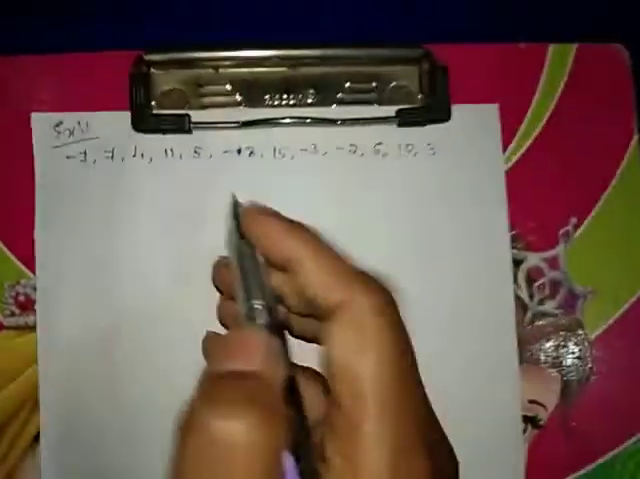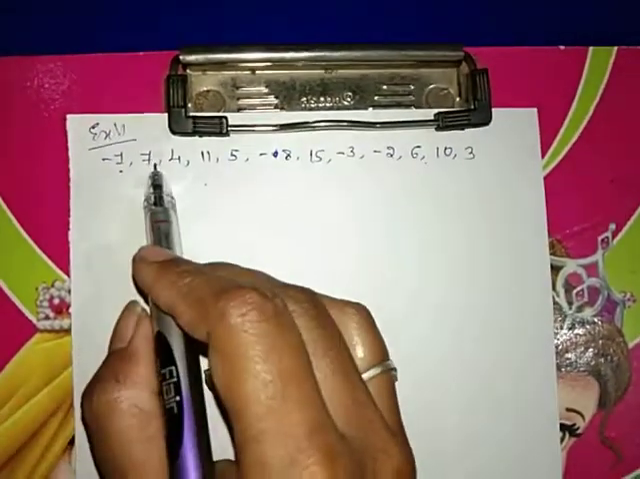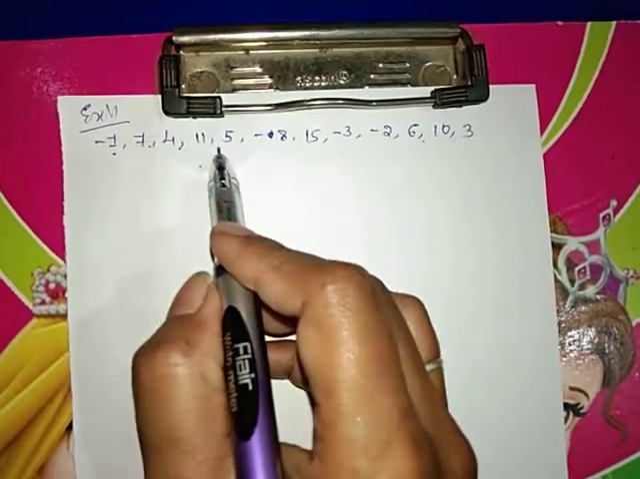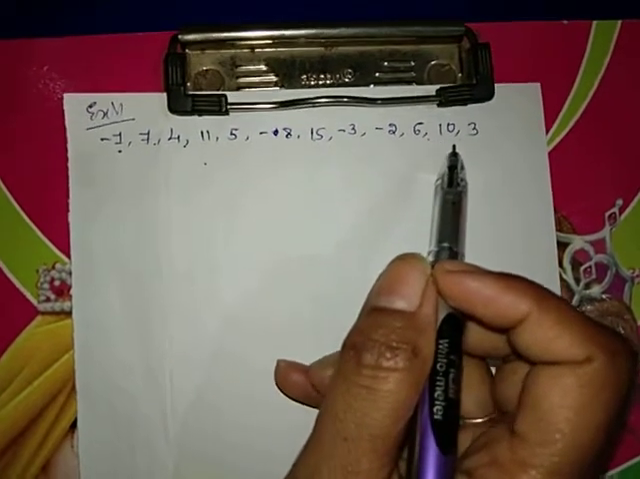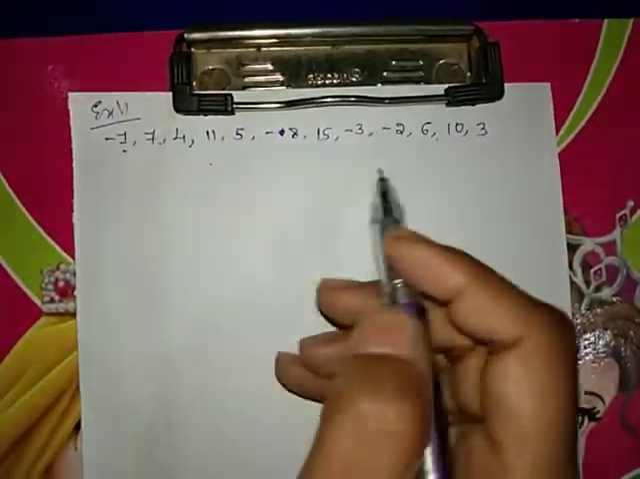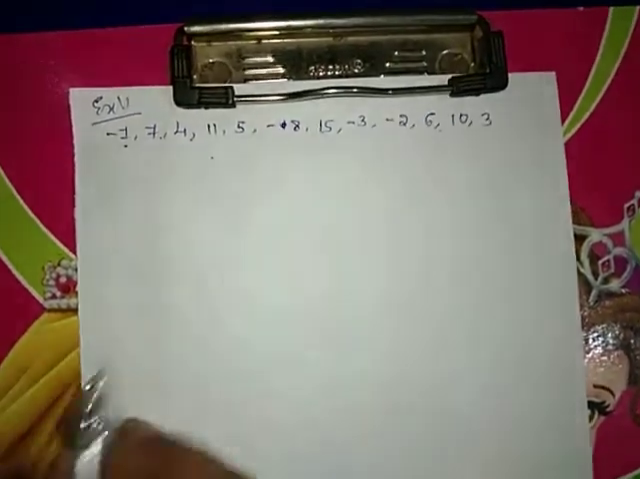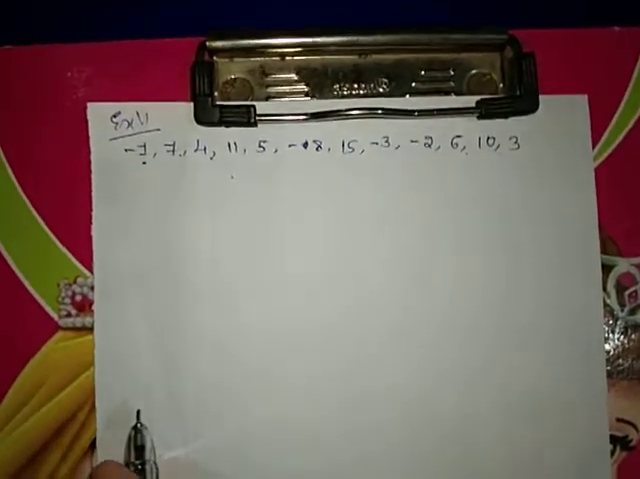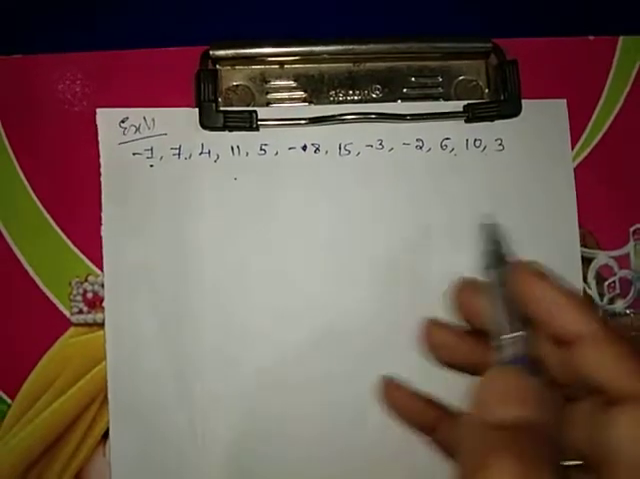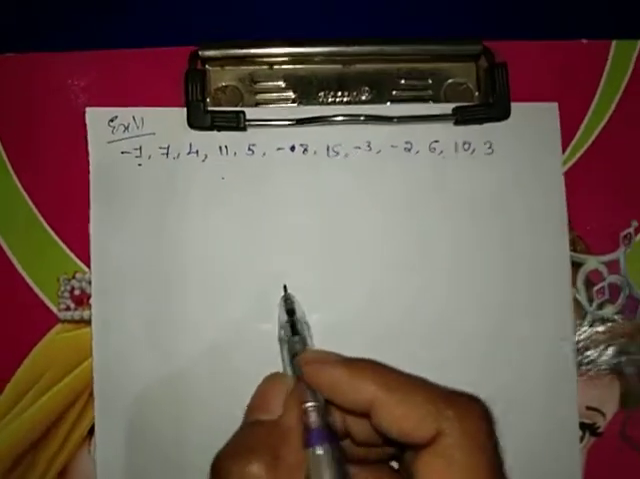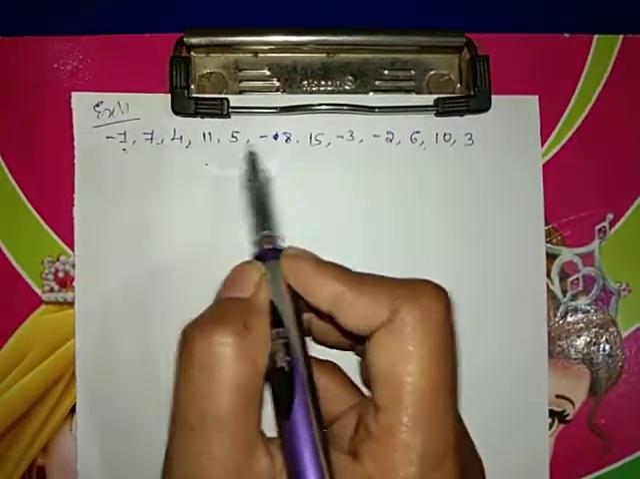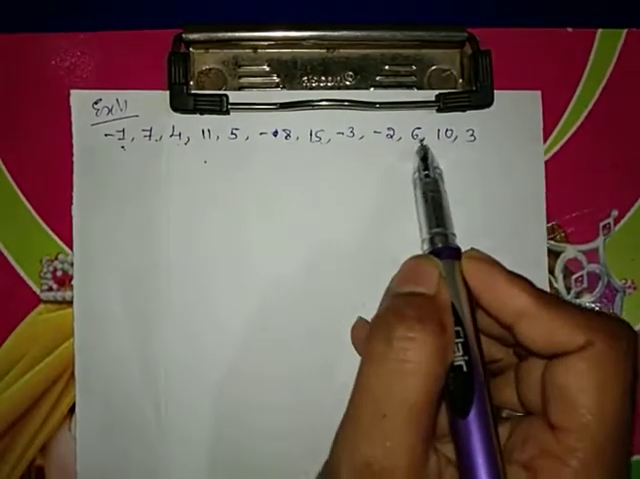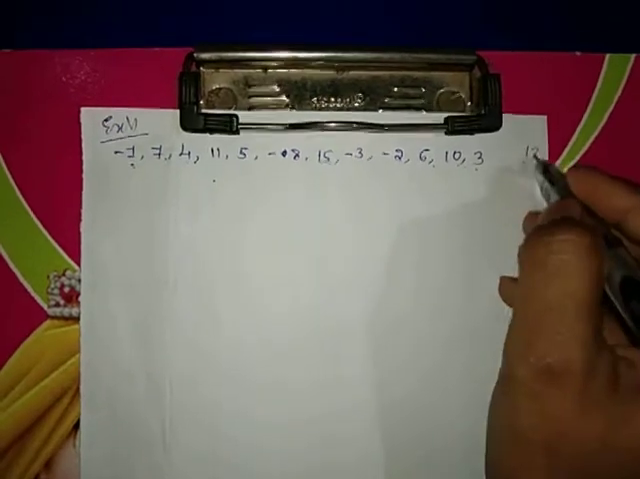Now take down the example here: -1, 7, 4, 11, 5, -8, 15, -3, -2, 6, 10, 3. Apply the merge sort to the list of numbers. In the first part, we have to split the numbers. To split the numbers, first count the number of terms: 1, 2, 3, 4, 5, 6, 7, 8, 9, 10, 11, 12. So 12 numbers will be there.